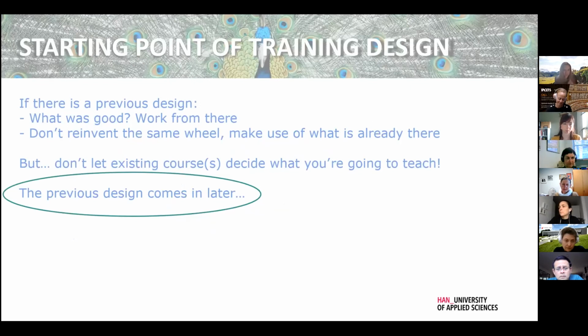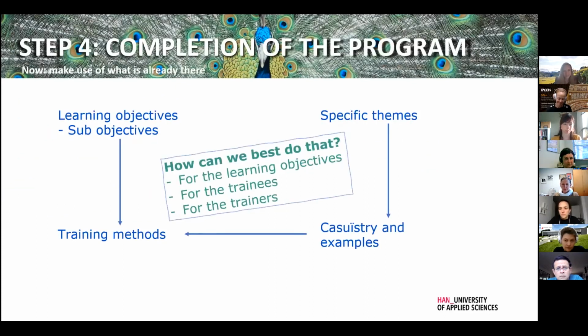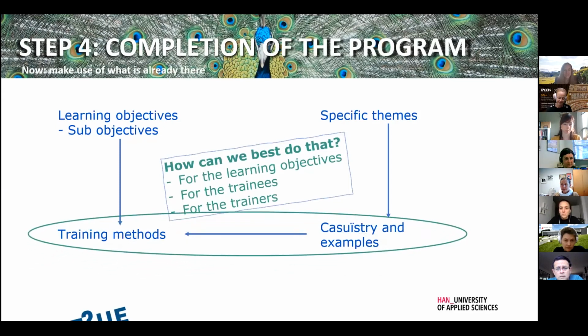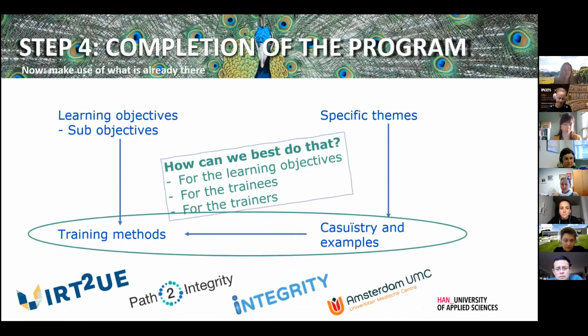Well, as I promised in the beginning, there's a slide from the first part of this presentation. I promised that the previous design would come in later. So here it is. These training methods and this case history and examples come from different projects that are already there. So of course, Path to Integrity, you know it, and also some other larger European projects. They developed training materials, and we also use something that I'm using in my other job in the university's medical center in Amsterdam.